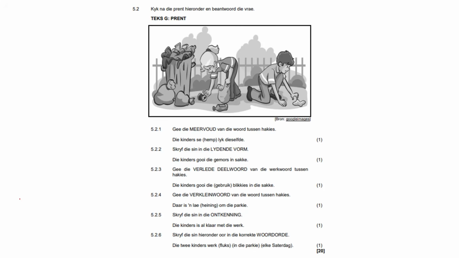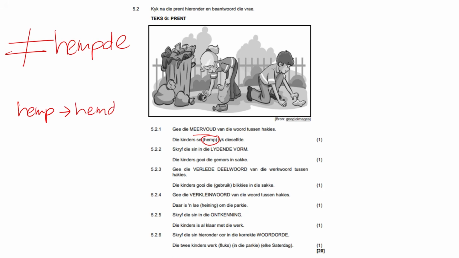Good practice. Okay. 5.2.1. Gee die meervoud van hemp. When it's one hemp ends on a D, what happens? This is like an exception, guys, and you have to know this exception, and they like to test exceptions. So, when hemp is in the meervoud, it is not hemp-de. It is hem-de. So the P falls away, and then it is correct.